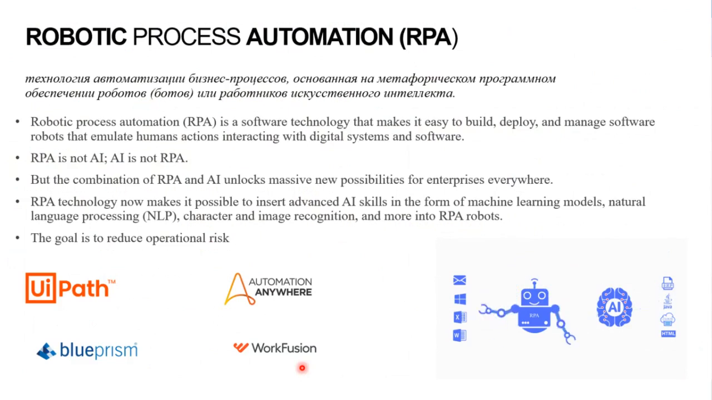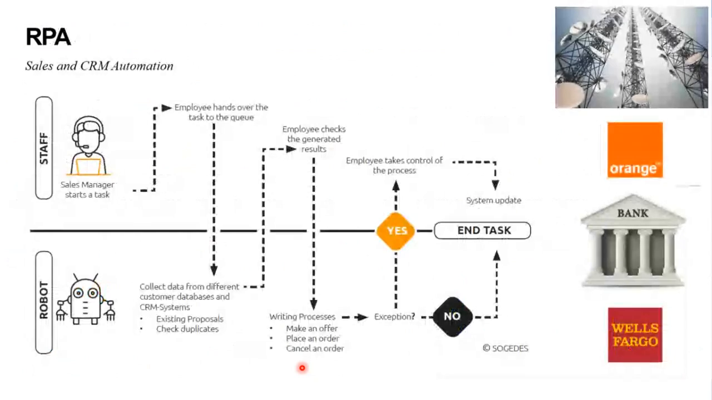Generally, these RPAs can be programmed. You can program your own RPA, and you can connect it to some APIs to take some actions for you. A good example is in emails or in sales, or CRM, that is customer relationship management automation, where you have the worker or the employee, and then you have the bot. The sales manager starts a task, and the employee hands the task over to a queue. So we have a queue, or orchestrator, as you say in Russian.